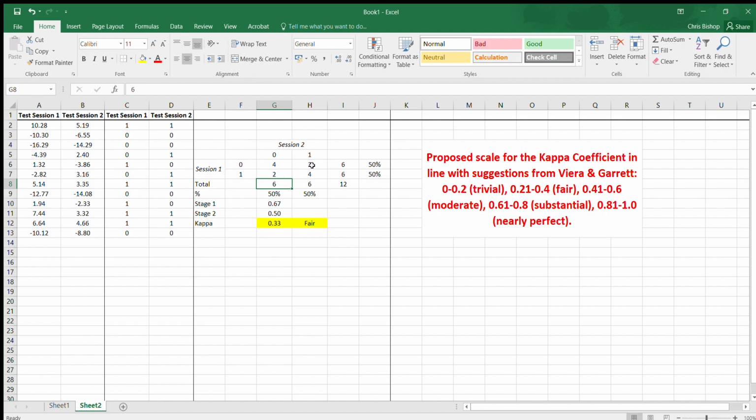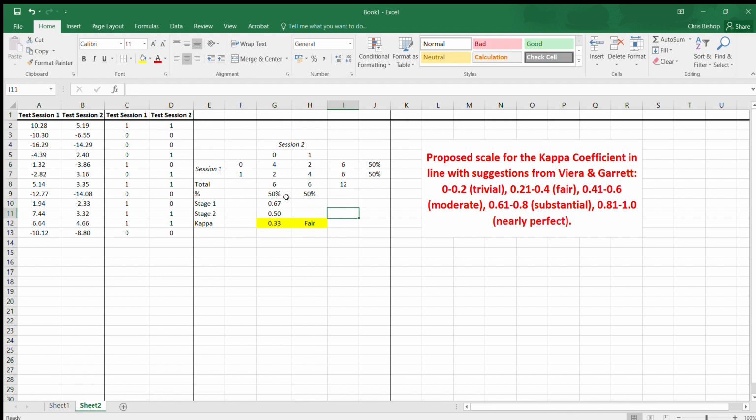We've also then got 2 times when test session 2 scores a 1, but test session 1 scores a 0. And that accounts for our 12 subjects. And if you want to total that up and double check it, you can go 4 plus 2 is 6, 2 plus 4 is 6. So along this row here, we know that equals 12. We do the same thing on this side. 4 plus 2 equals 6, 2 plus 4 equals 6. And that's how we account for 12 in our column.